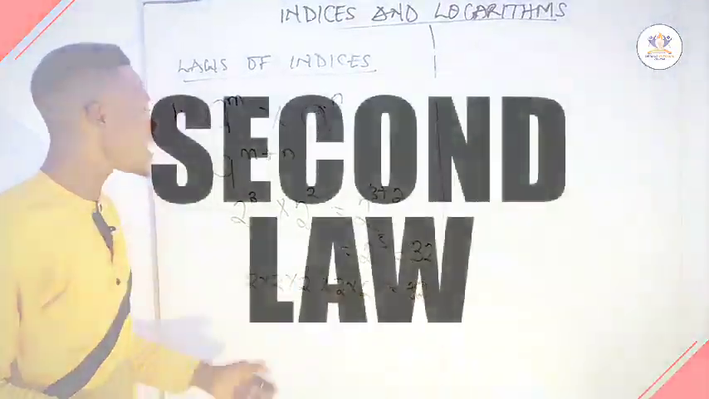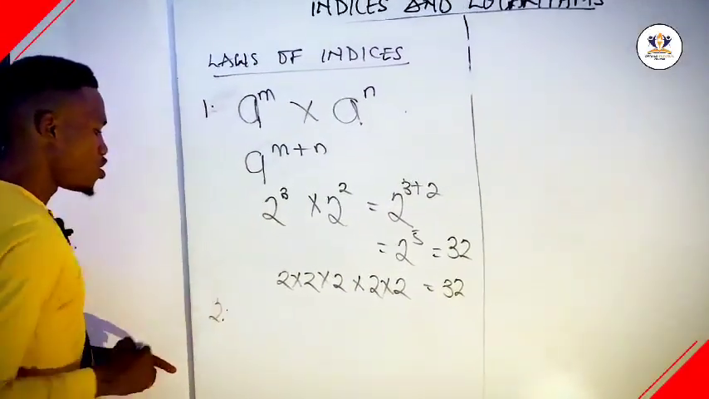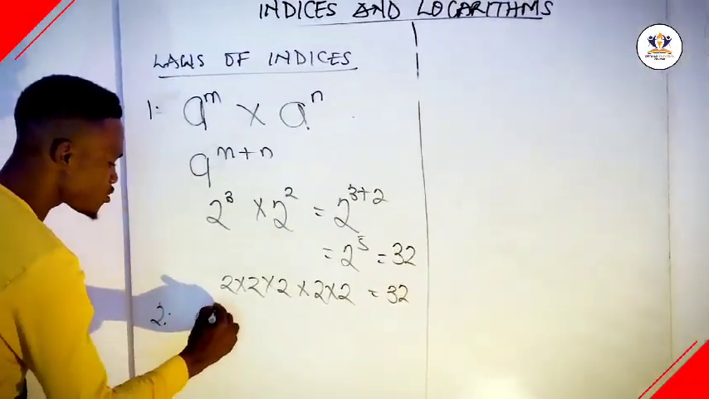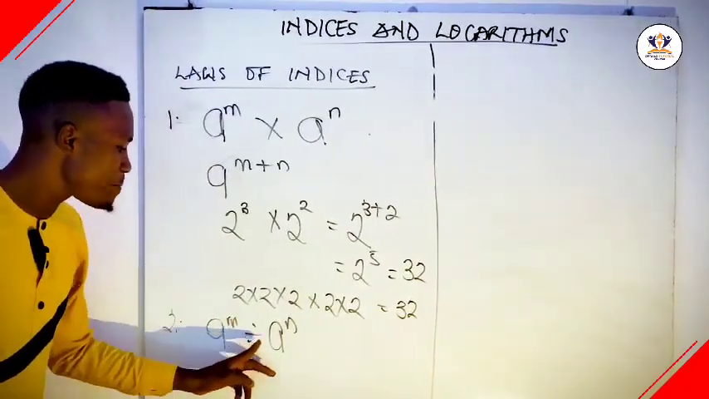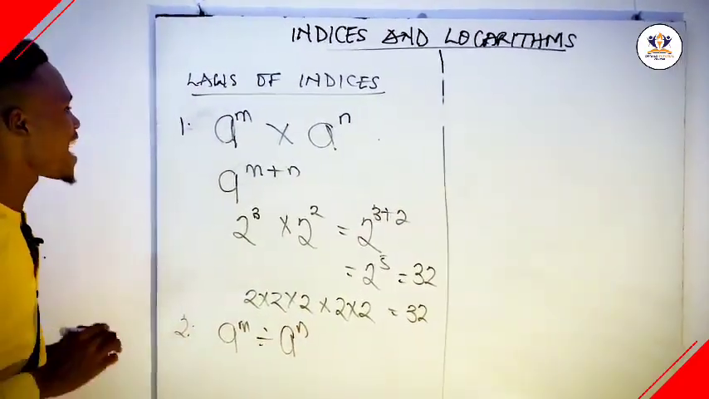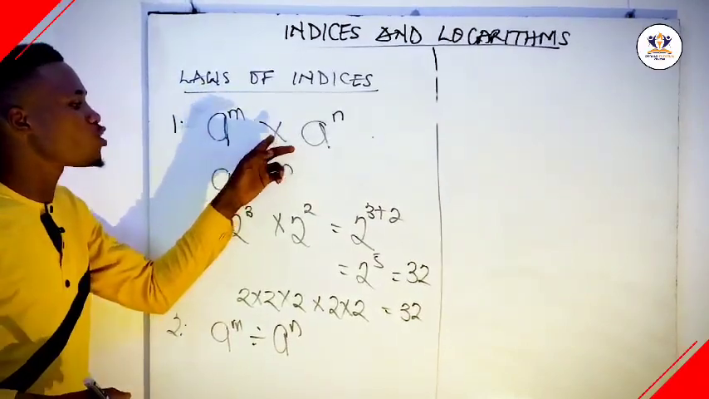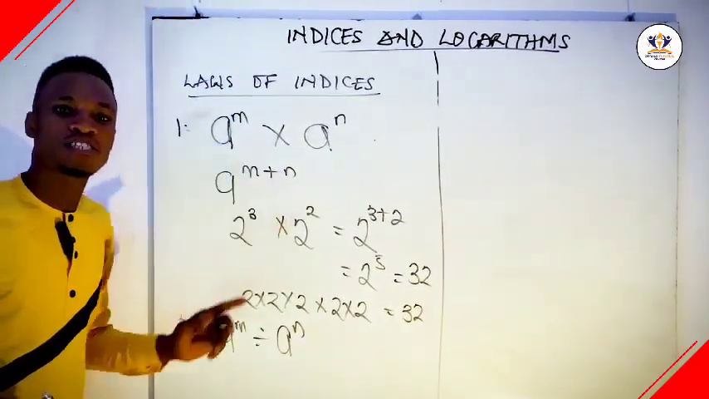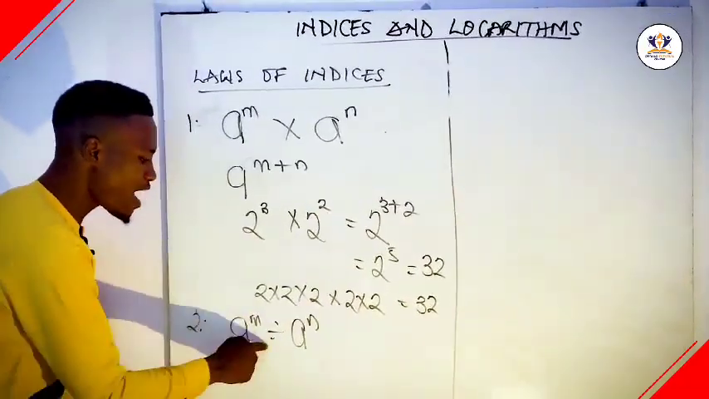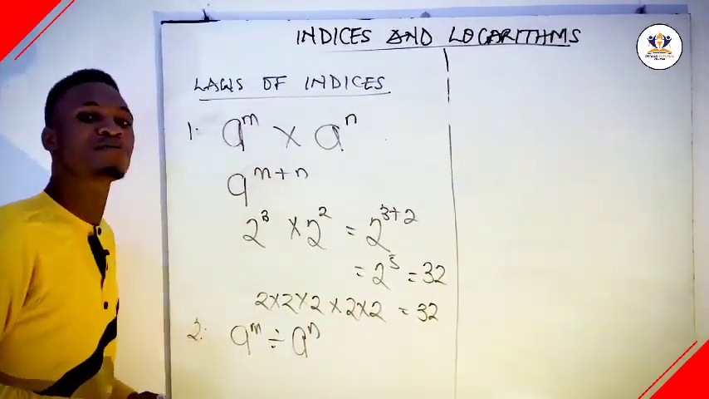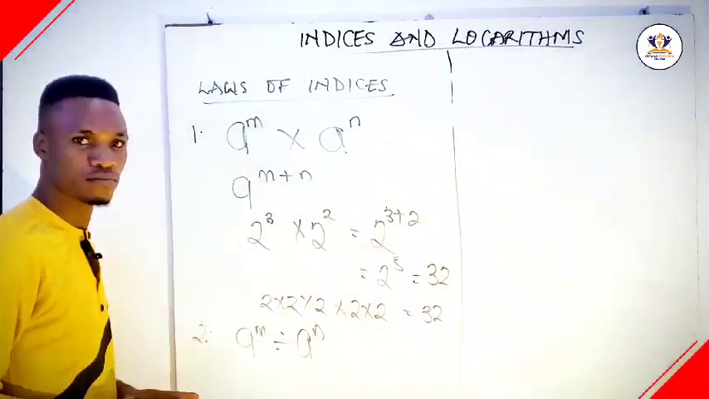So now, law 2. If you have a raised to power m divided by a raised to power n. The other time when we dealt with multiplication, we were dealing with addition. Multiplication is always going in line with addition. But here we have division. Division will always be going in line with subtraction.